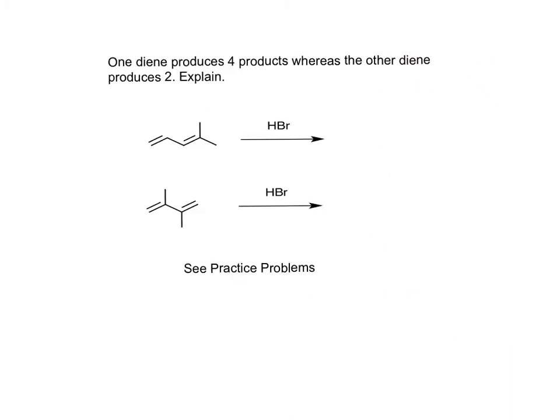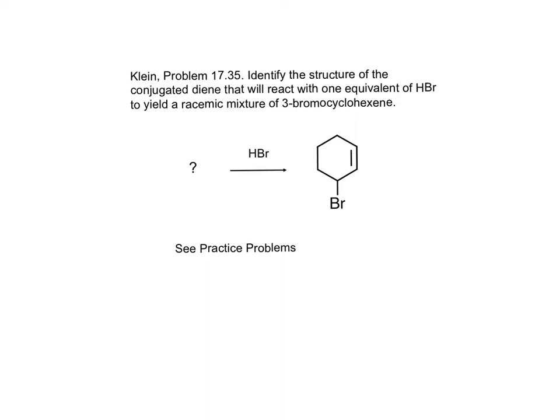So compare these two reactions. One reaction produces four products, the other one produces only two, so stop the video and determine which reaction produces four products. So this first reaction produces four products. The second one only produces two. Look at the symmetry in this molecule to help you. So let's work backwards. Stop the video and draw the structure of the reactant which will make that product. Note that the product is an allylic bromide, so you can use a conjugated diene.